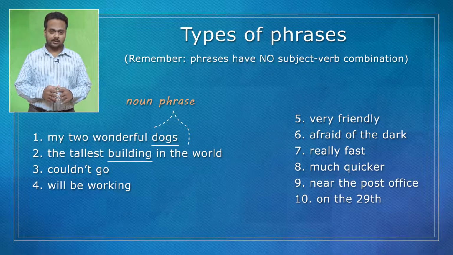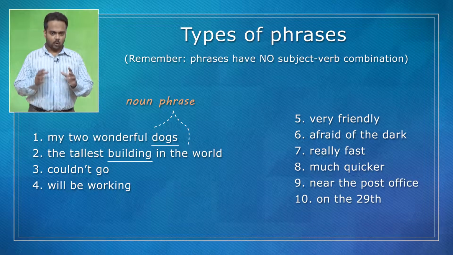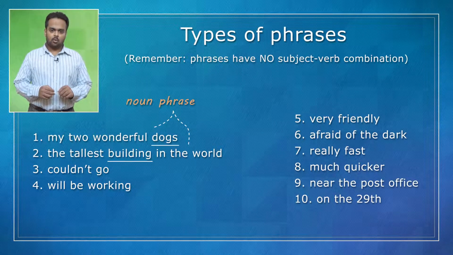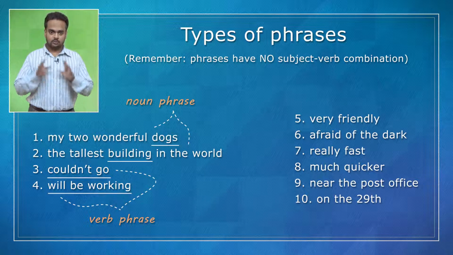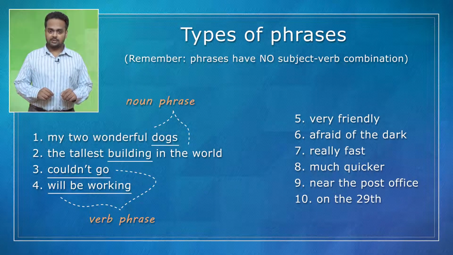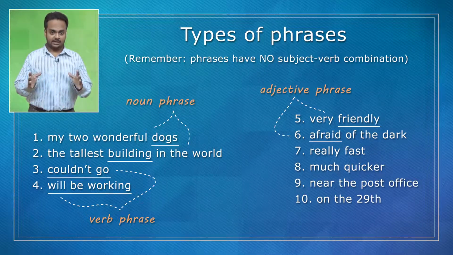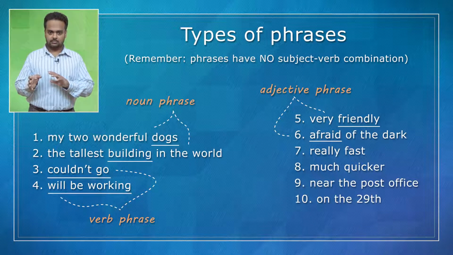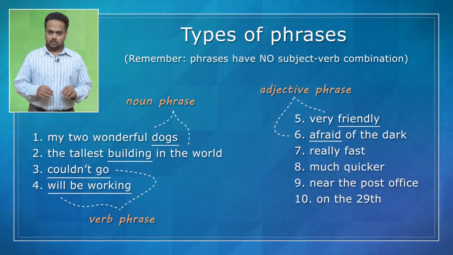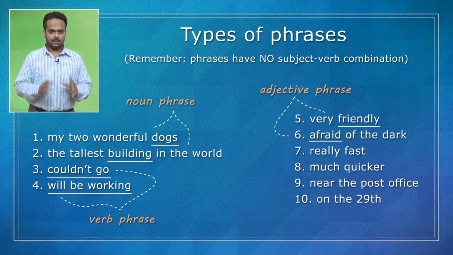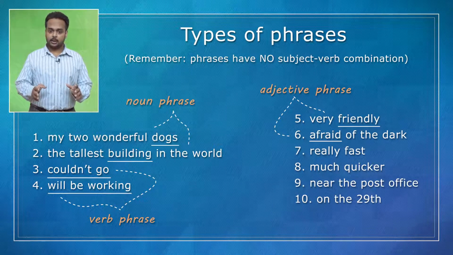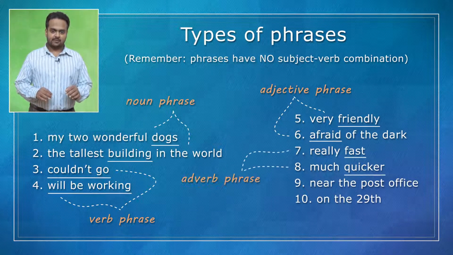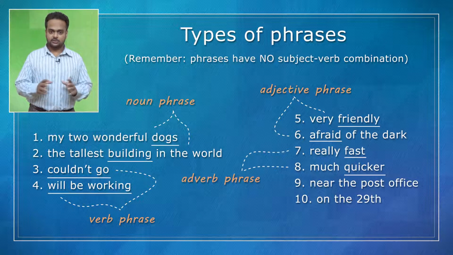What about couldn't come and will be working? Can you guess what types of phrases these are? Well, these are verb phrases because they only have verbs in them. All of these words are verbs. Similarly, we have the adjective phrases very friendly and afraid of the dark. We say that these are adjective phrases because the focus is on friendly and afraid. The other words in these phrases are only helping the main words, and the main words are adjectives. Really fast and much quicker are adverb phrases because the adverbs fast and quicker are the focus of these phrases.